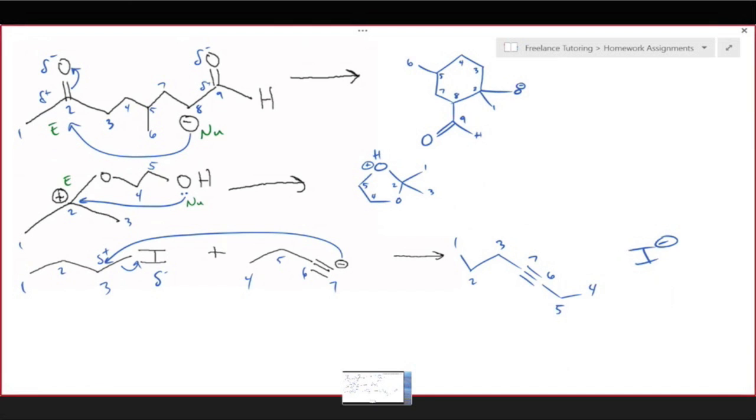7 attaches to 3, 2, 1. 7 is attached to 6, 5, 4.